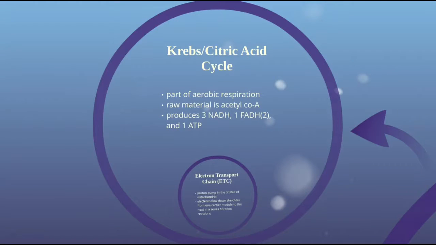It occurs in the mitochondrial inner matrix. It produces ATP by substrate level phosphorylation, which will be detailed later in the video. CO2 is a waste product, and the cycle turns twice for each molecule of glucose broken down.